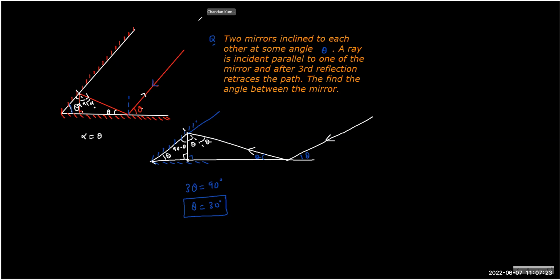Now what is the mechanics? The mechanics says that there is a cave. Maybe there are two planes. Imagine there are two planes which are inclined to each other like this, at 30 degrees. Imagine.